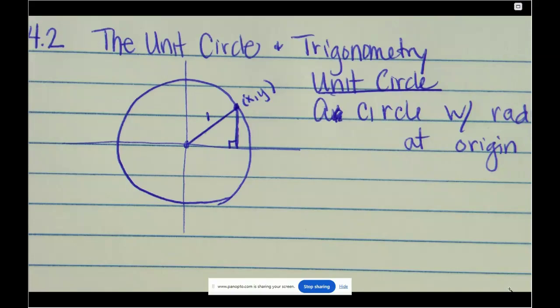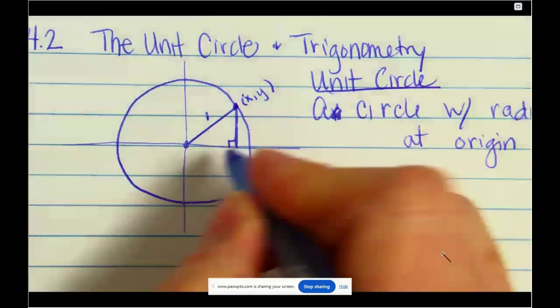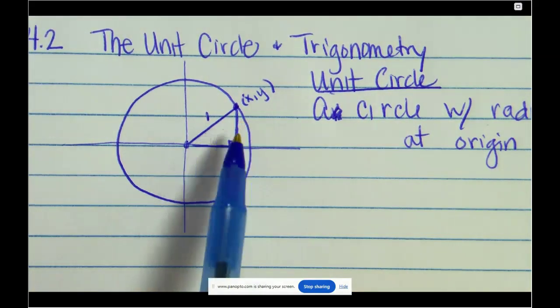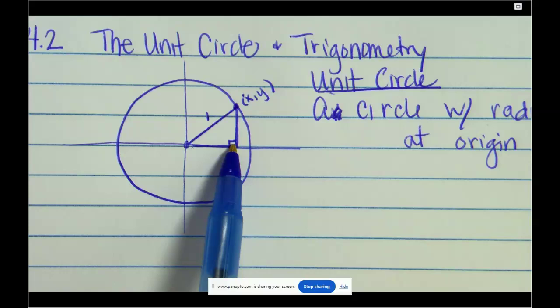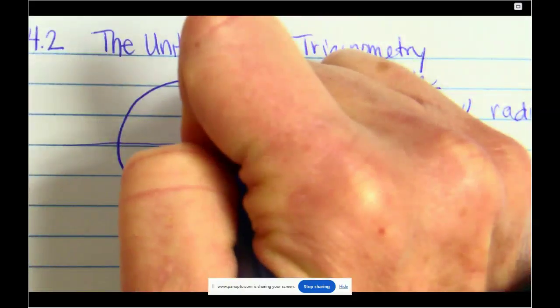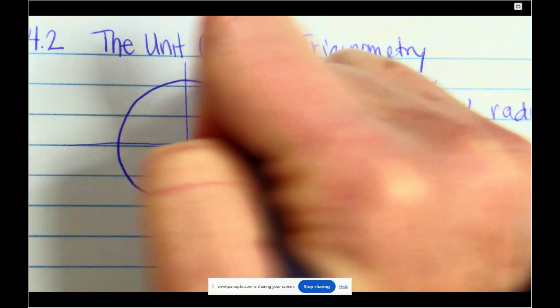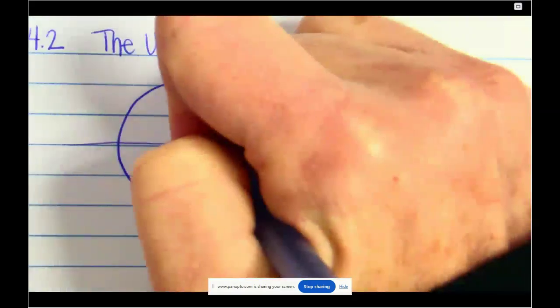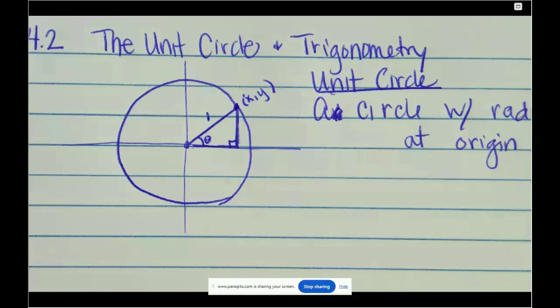Now, we need to know that because we're going to find the length of this side, and we're going to find the length of this side. So let me put my theta in there. I don't know if my pen is good enough. That's theta, out by the origin. Okay, so what's the length of the side that is opposite of theta?